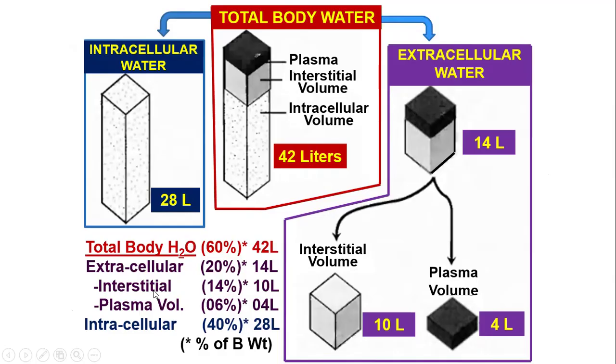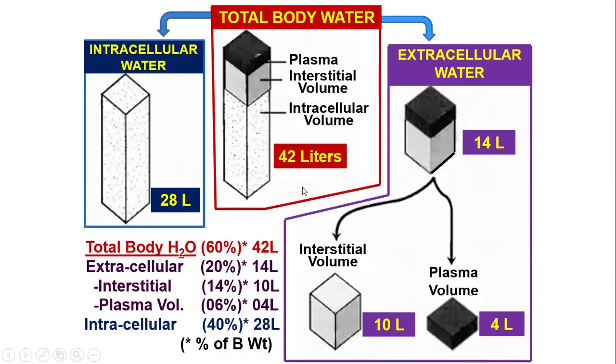Then interstitial volume is 14% of your body weight, so 14% of 70 kg becomes 10 liters. Plasma volume is 6% of body weight, so it's around 4 liters. Intracellular is 40% of your body weight. Again, I am repeating, we are considering body weight as 70 kg, so 40% of 70 kg becomes 28 liters. You have to remember with respect to body weight. But of course, when you are writing in your exam, you have to consider a healthy individual of 70 kg.